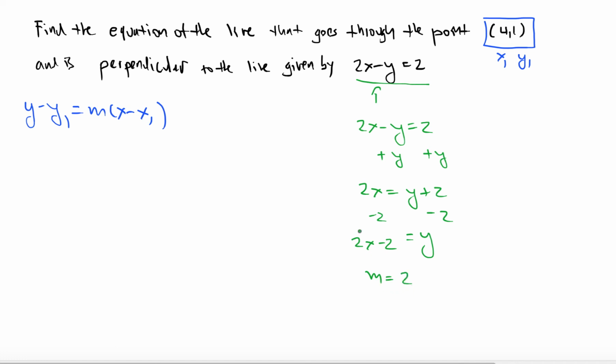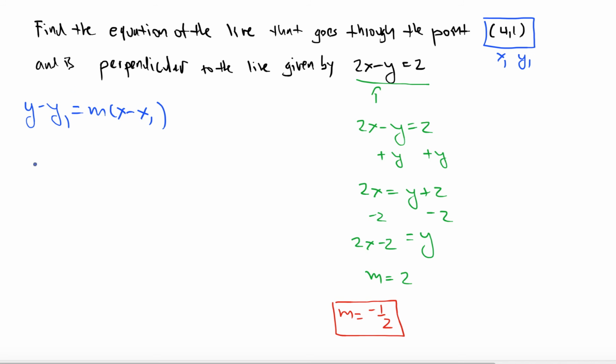But remember, we want to find the equation of a line that is perpendicular to this. So if the slope of this line is 2, then what is the negative reciprocal of that? What would be the slope of any line perpendicular to this one? The slope that we want to use then is -1/2. This is the value that we're going to plug into the point-slope equation.